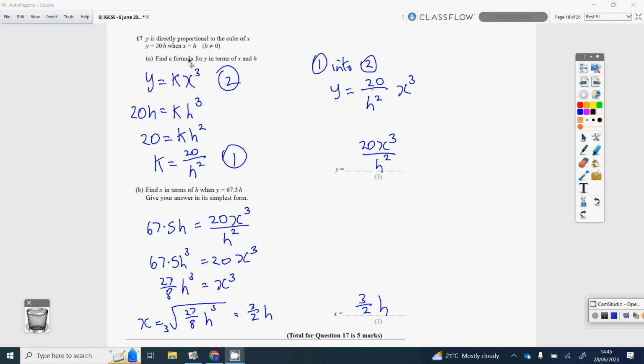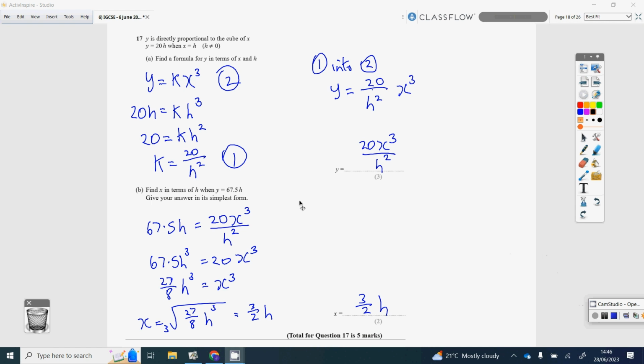Now, I'm being asked to find a final formula for y in terms of x and h. So I don't want k involved. So I'm going to take this equation here, which I'm calling equation 1, and substitute it back into this equation here that I'm calling equation 2. So I'm replacing the k with 20 over h squared. So y equals 20 over h squared times x cubed. So final answer, 20x cubed over h squared.